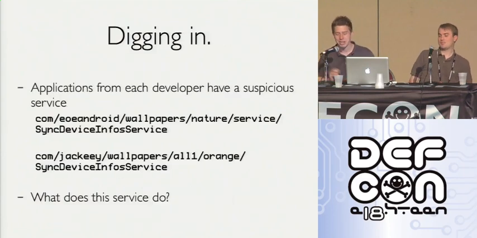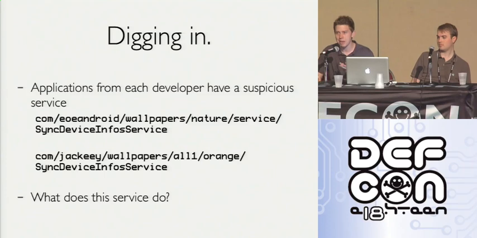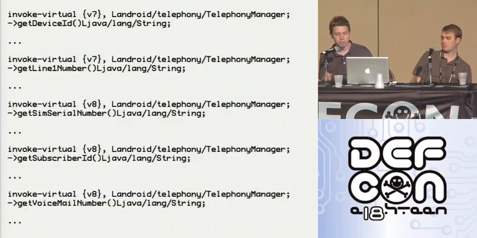So let's dig in. We did some disassembly on the application, and we found that nearly all of these applications had the same class. And the great thing about these app genome projects is we can ask this question fairly easily. We don't have to manually reverse engineer every application. We just said, oh, yep, they all have this thing in common. That's kind of weird. So what does this service do? Here's an excerpt from the disassembly of what actually happened: get device ID, get line 1 number, SIM serial number, subscriber ID, get voicemail number. These are all the Android APIs that access the data we just saw.